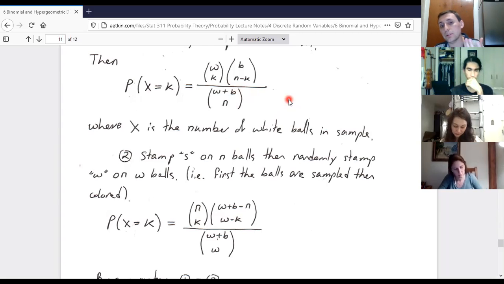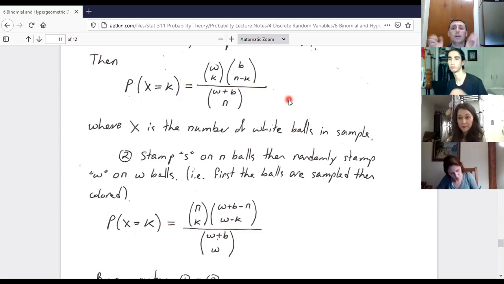So when I select a random sample, I can imagine selecting a random sample where the colors are definite, or I can imagine that my sample is non-random, but the colors are indefinite until I sampled, and the results will be the same.